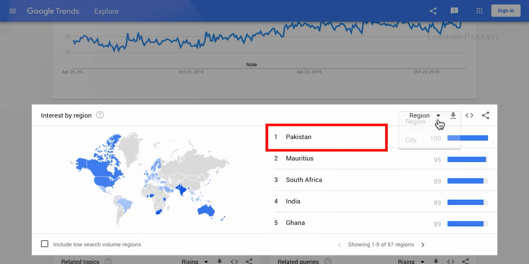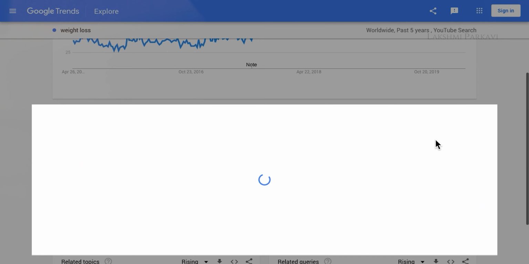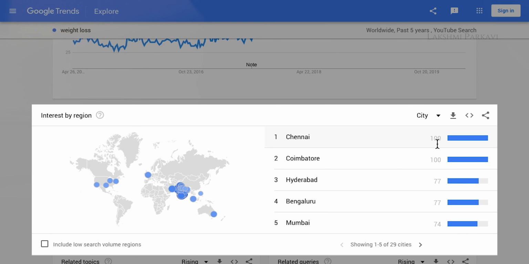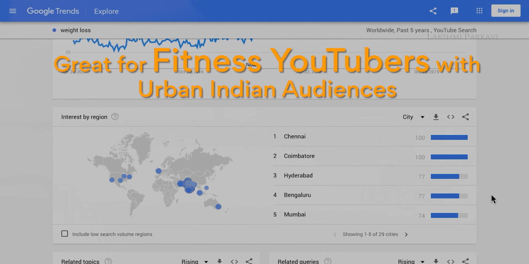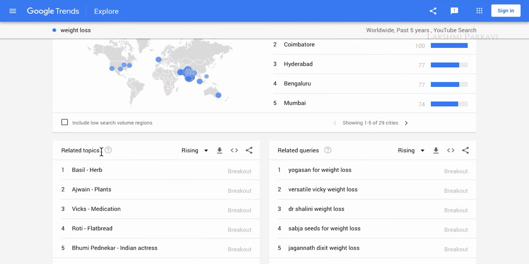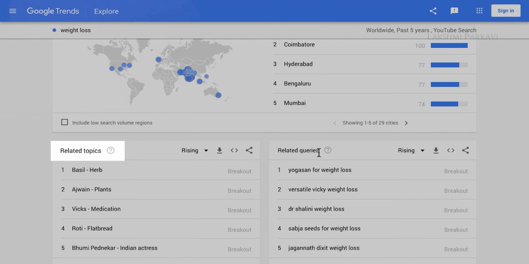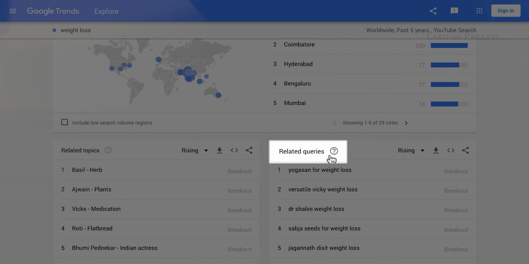Click on this drop down and change from region to city. Pakistan as a country is popular, but Indian cities are topping the charts in popularity for weight loss. It's not a thing to brag about, but it's definitely a great news for YouTubers in fitness and wellness with urban Indian audiences. Now when we scroll down below, we see related topics and related queries.